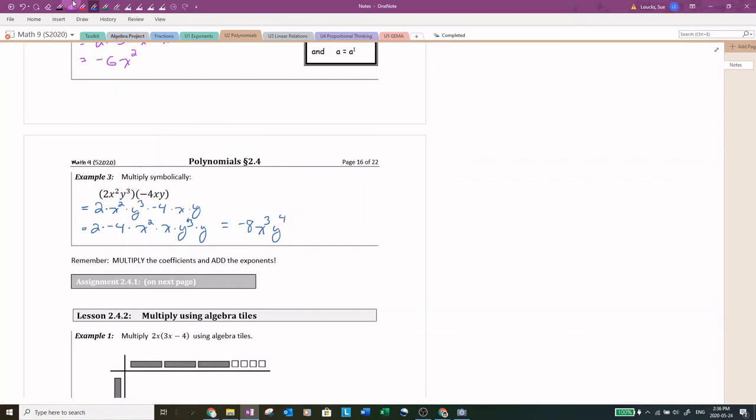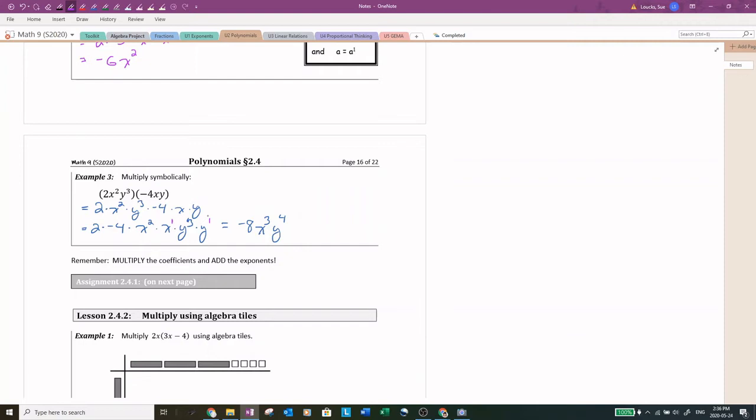Okay, because again, there's a little invisible one there. When there's not an exponent, there's an invisible one. So the thing that's different about this is that there's no such thing as like terms when you're multiplying things, because you're not adding them together. So they don't have to be the same thing. You're multiplying them, and it's okay.